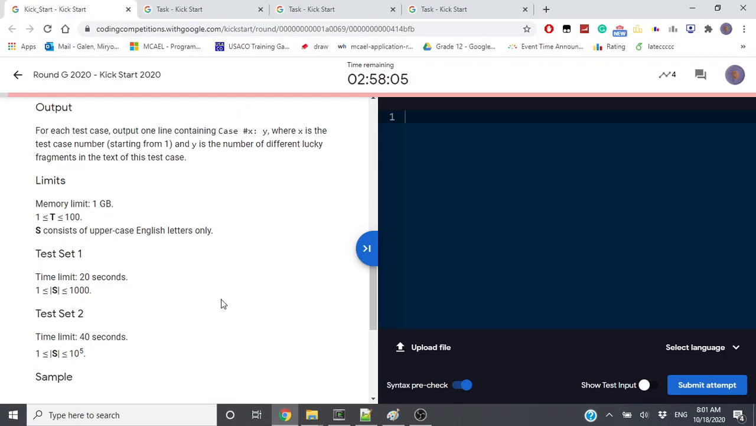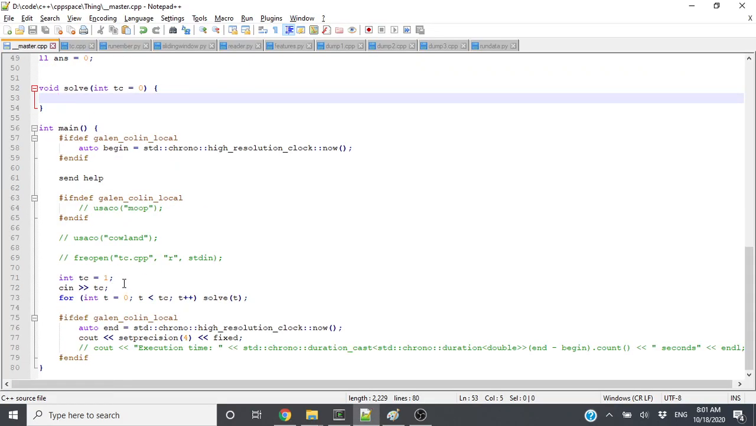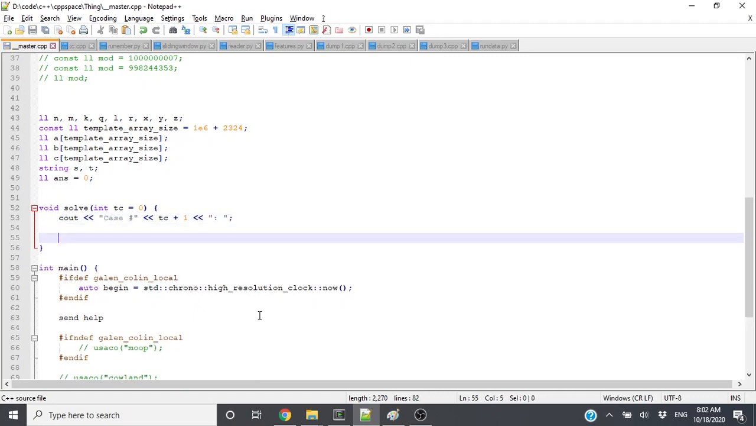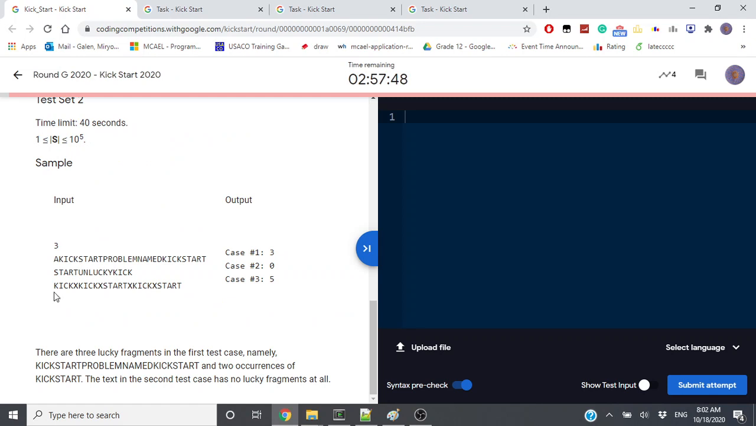Okay, so first what we can do is let's just do the thing, case number, and we can read in the string. Basically the idea is we're going to find all the positions of kick and all the positions of start, and then we can find for each position of kick how many starts there are after. And that works because kick and start don't share any characters, so it's not a big deal.